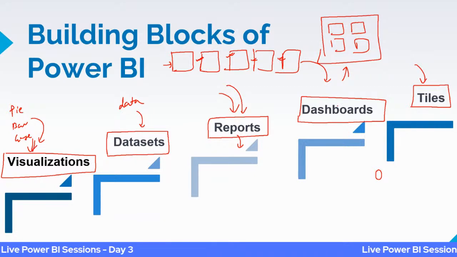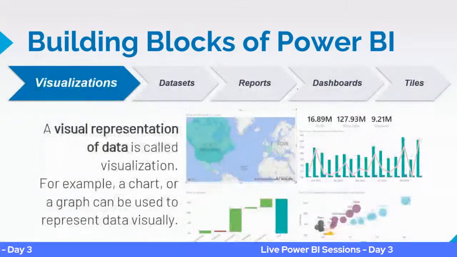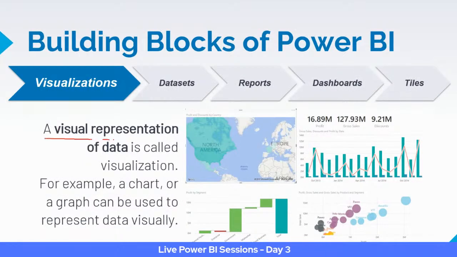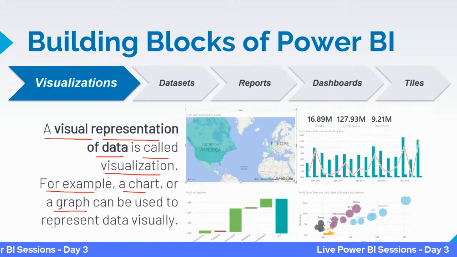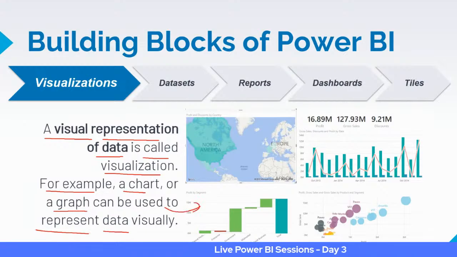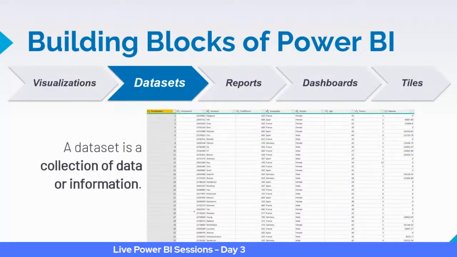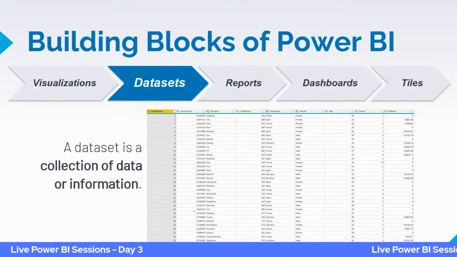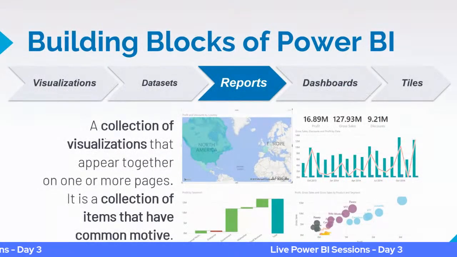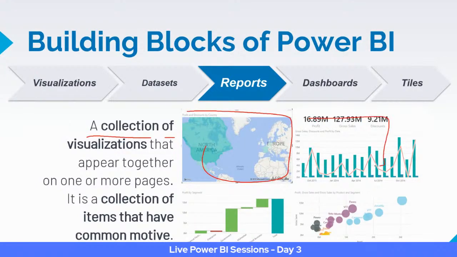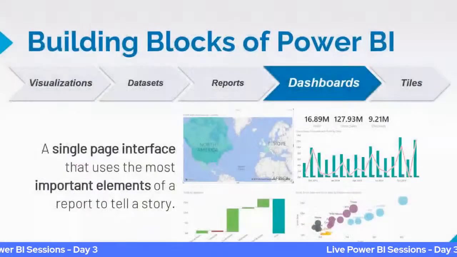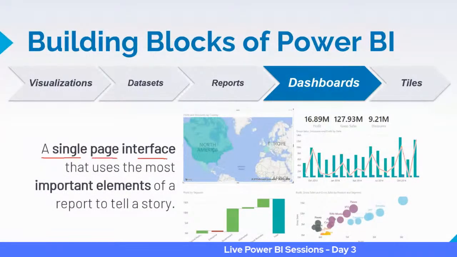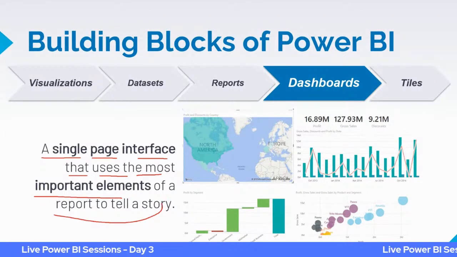So these are the five building blocks. Visualization is a visual representation of data, for example a chart or a graph which can be used to represent data visually. The second one is dataset, which is a collection of data or information. The third one is reports, a collection of multiple visualizations. The dashboard is a single page interface that uses the most important elements of a report to tell a story.